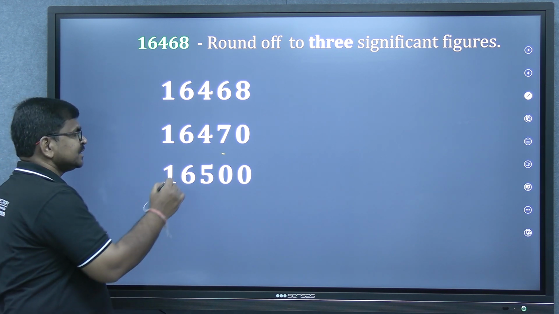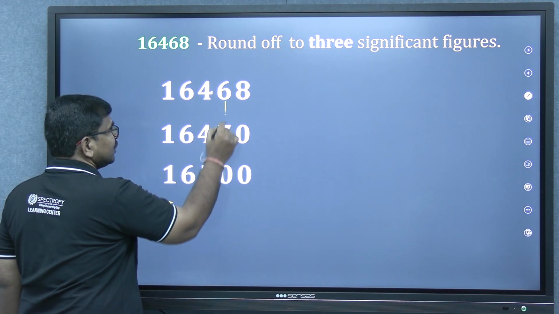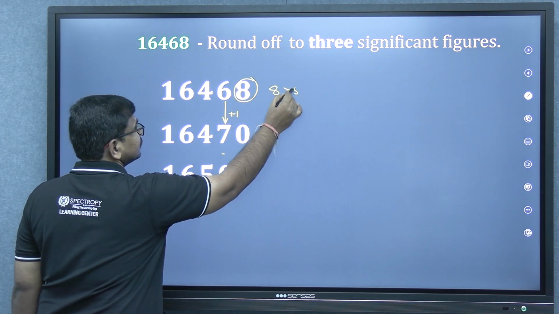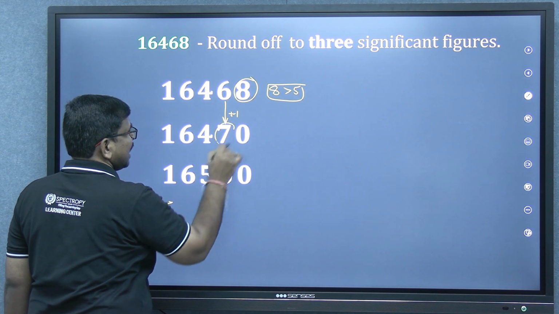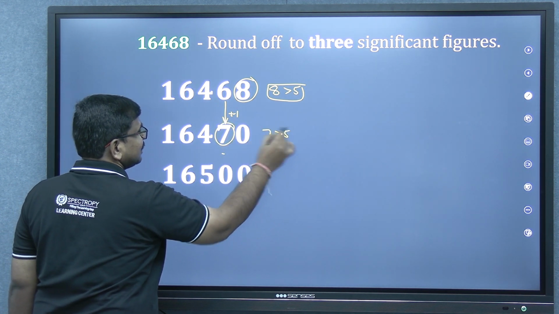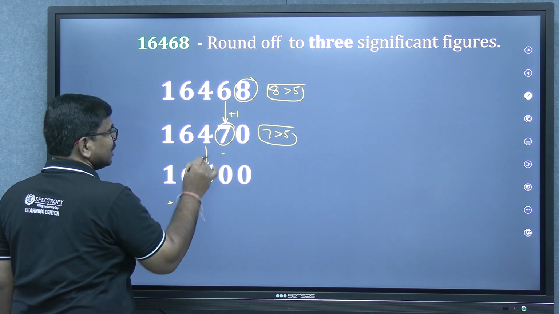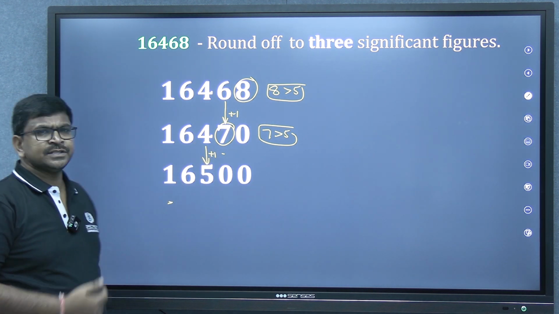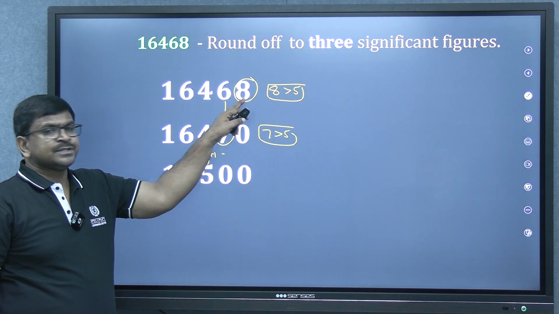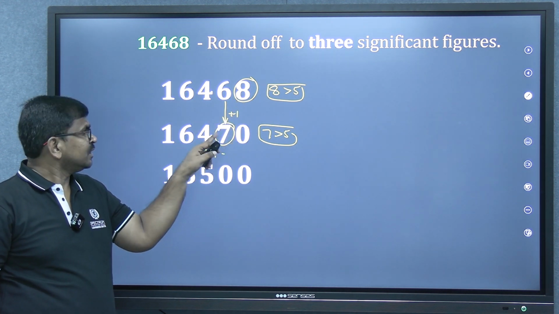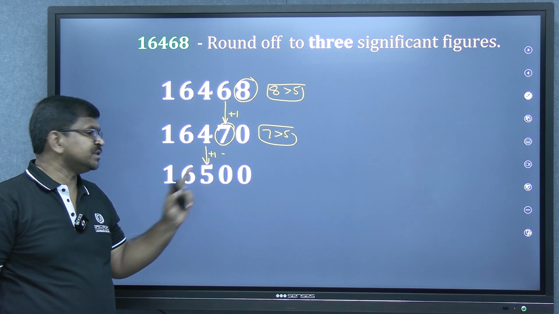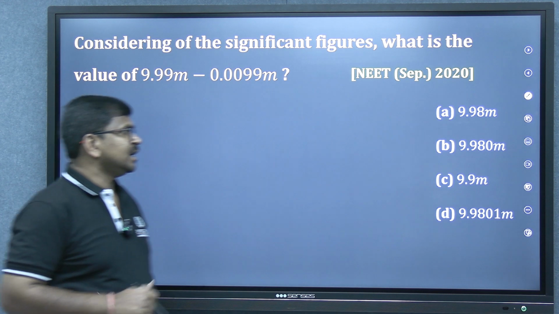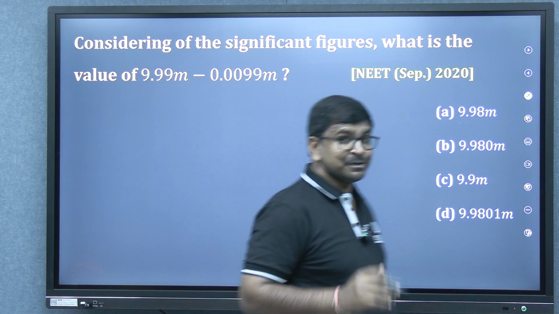So now the answer is: this 8 is greater than 5, and as this 7 is greater than 5, the preceding digit 4 will become 4 plus 1 equal to 5. As they are non-decimals, the DTR non-zero digit is replaced by 0. This is the procedure. Now let me come to our yesterday's first question.